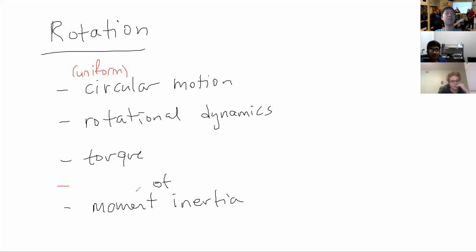So I guess a good way to start up. Did you want to write something on the last slide? Yeah, I was adding centripetal force, but I guess that's part of circular motion. Yeah, okay.